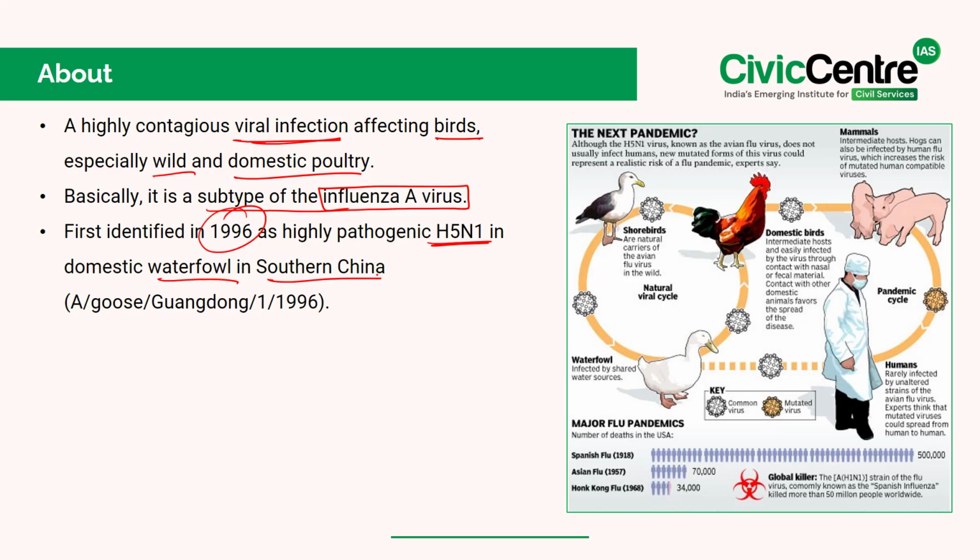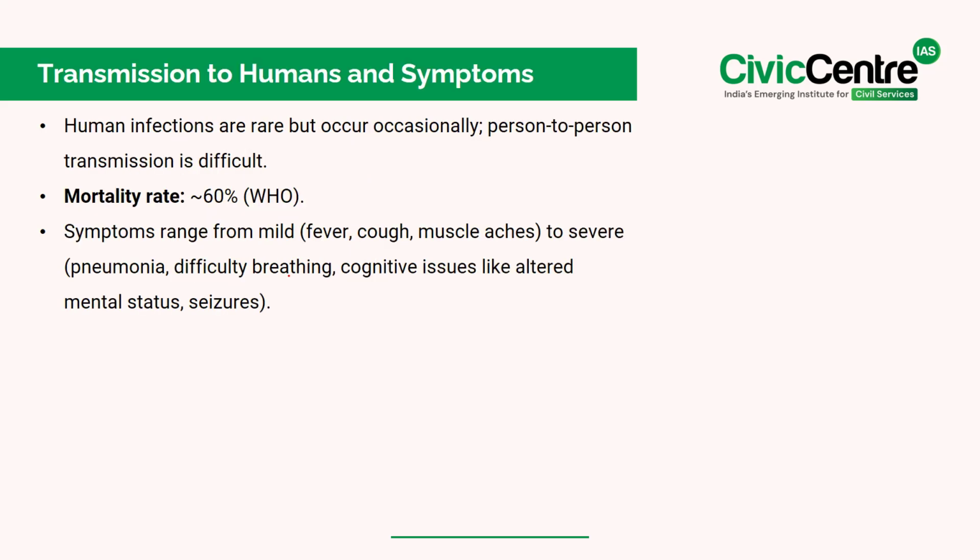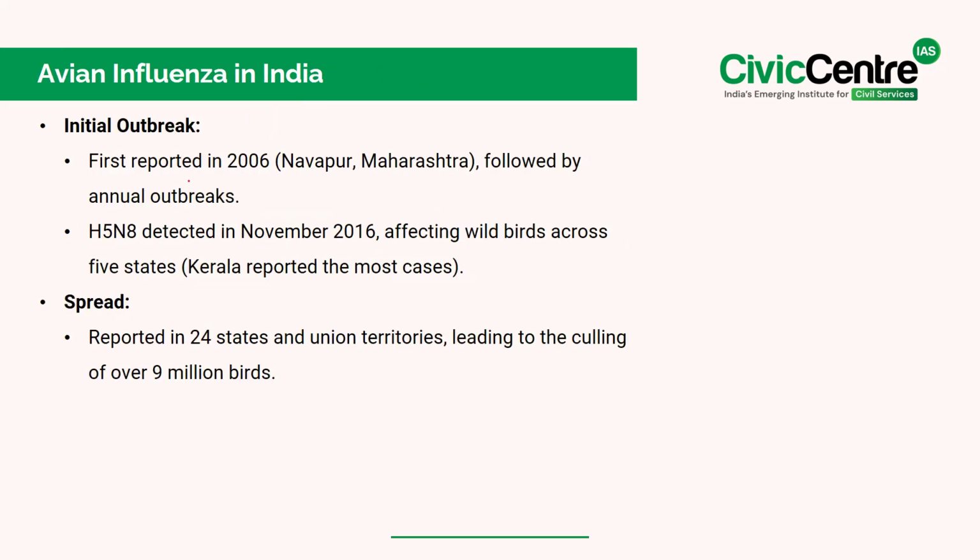Although human infections are rare but occur occasionally, person-to-person transmission is difficult. However, despite this, the mortality rate is approximately 60%. And when symptoms do appear, they can range from mild, such as fever, cough, and muscle aches, to severe conditions like pneumonia, difficulty in breathing, and cognitive issues, including altered mental status and seizures. And in India, the first outbreak of avian influenza was reported in the year 2006 in Navapur, Maharashtra. Since then, annual outbreaks have been recorded, making it a recurring public health concern.